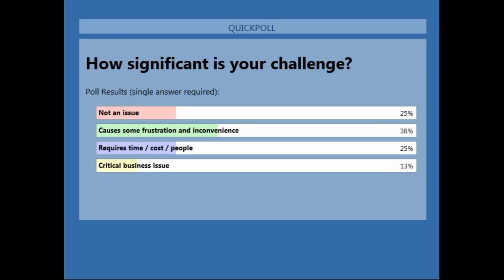Now, at the minute, 25% of you say that it's not particularly an issue. 38% of you say that it is causing some frustration and inconvenience, and 25% of you say that it is requiring time, cost, and people. And 13% of you say that it is a critical business issue. Those are some very interesting results there, Gary.